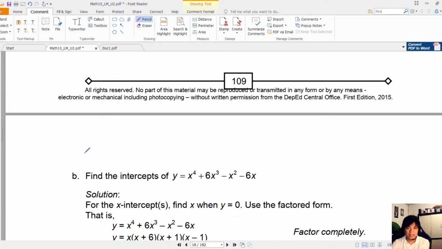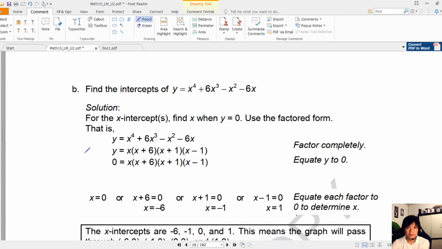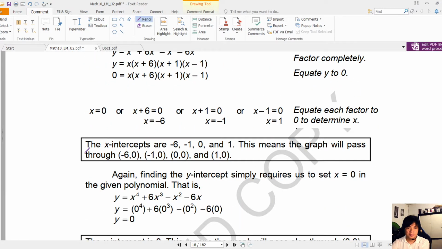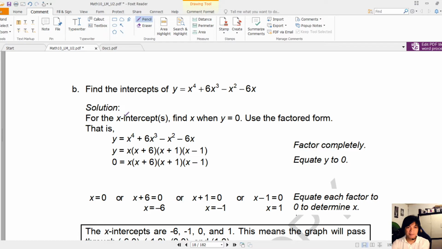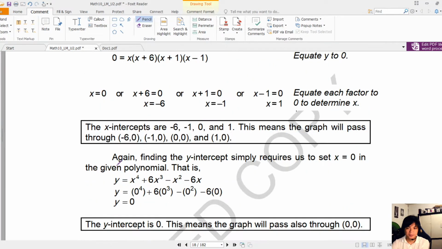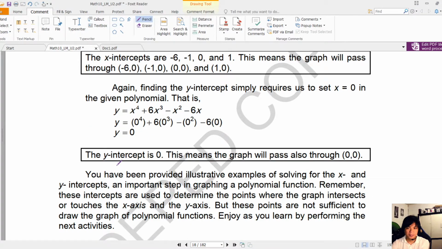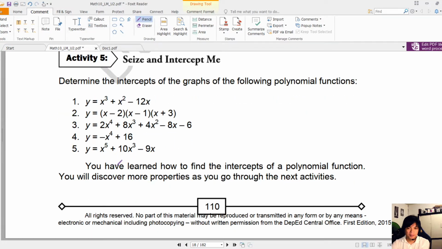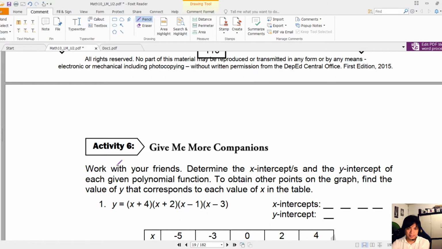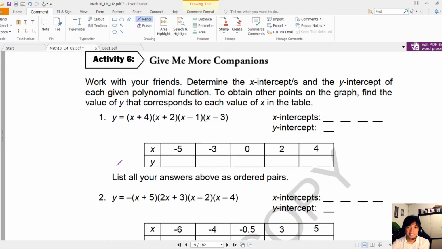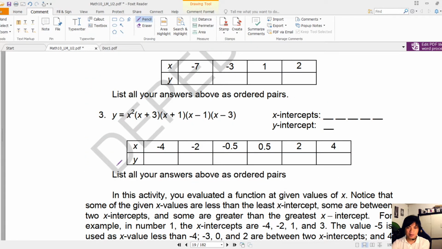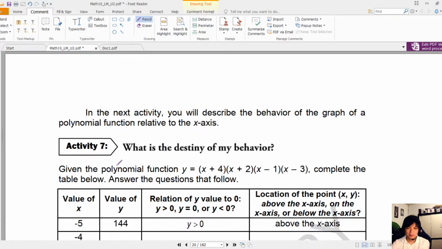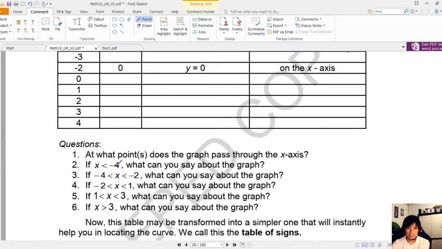So, meron tayong another examples. Here, ito. So, ganun din ang ginawa. Pag hinahanap yung X-intercept, yung Y, sinet lang niya sa 0. Yan. Sige. Let's move sa table of signs. Yan. Discuss lang natin yun sa isang video.